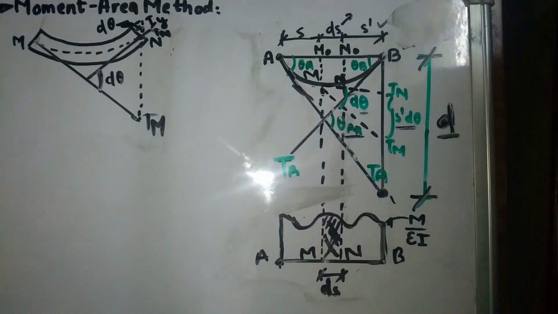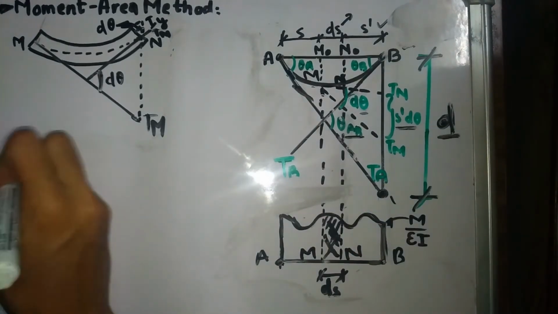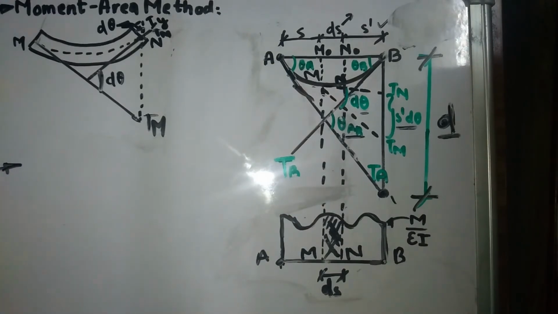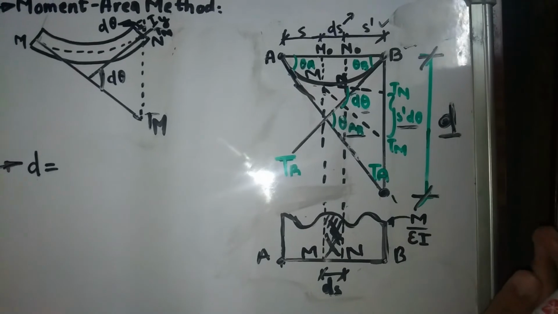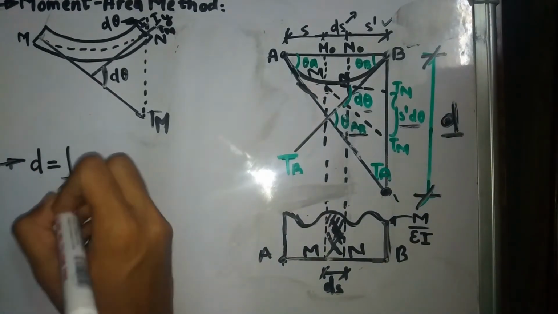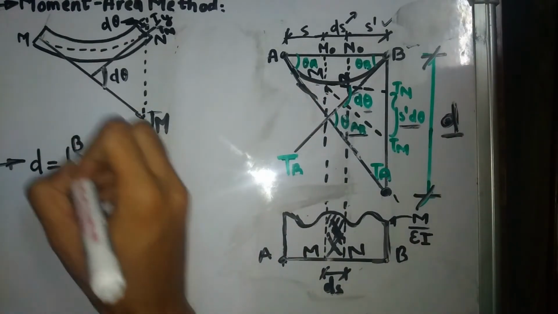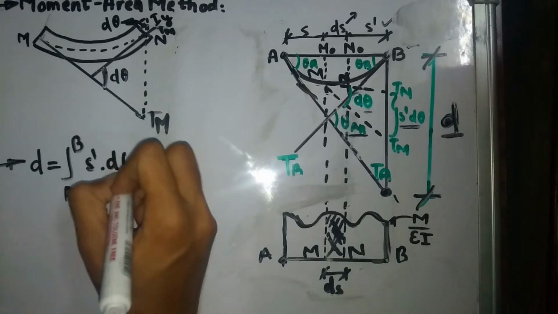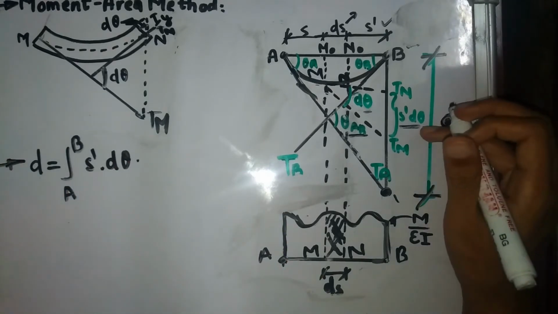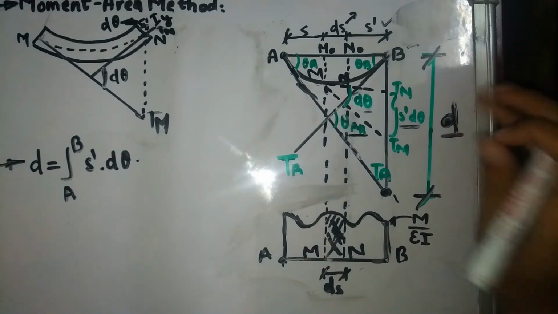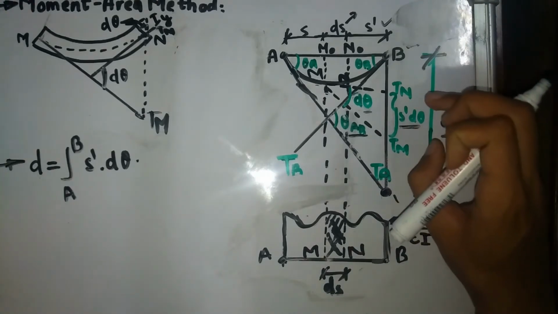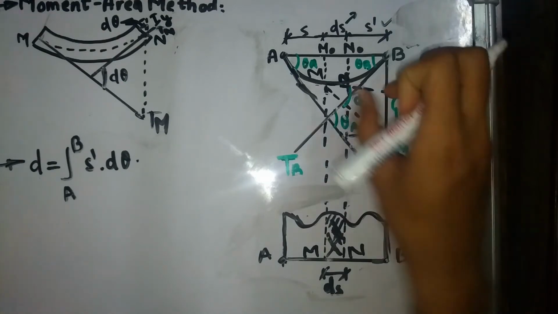Let me move on to the derivation of the second theorem. This is our D. We are going to calculate D as equal to the integration from A to B of S dash d theta. As you can see here, in order to calculate this D, we have to integrate S dash d theta from A to B.